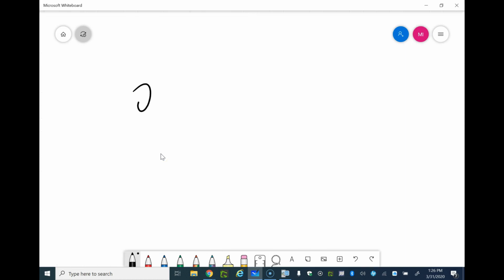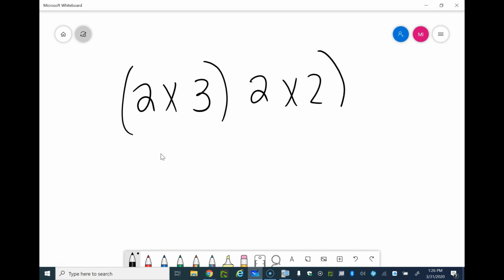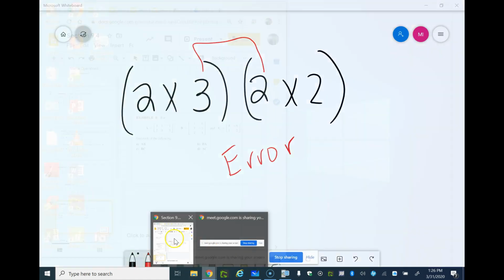If you have a matrix that's a 2x3, and we need to multiply it by a matrix that's a 2x2, your calculator is always going to give you an error if these two numbers don't match. Because the 3 and the 2 do not match, it's going to give an error, and it can't be multiplied together. These numbers have to match in order to get an answer.